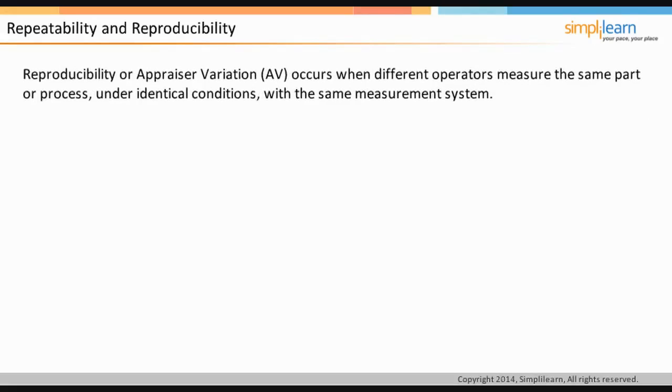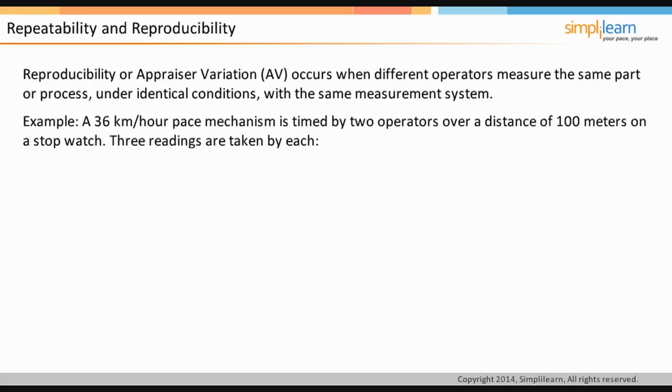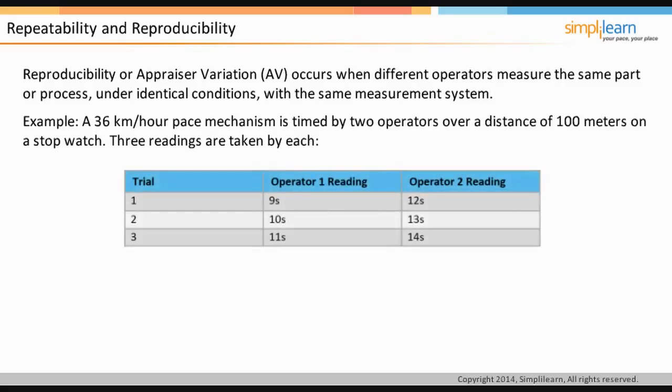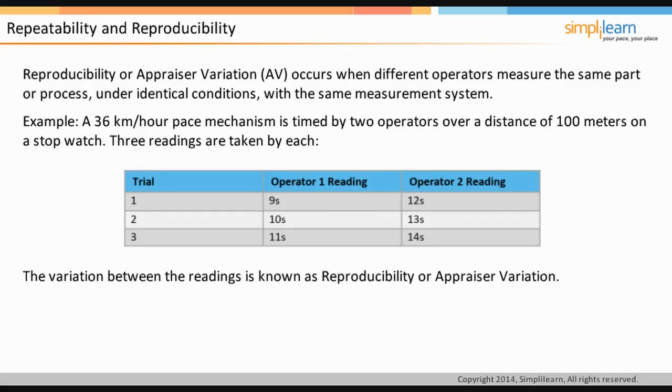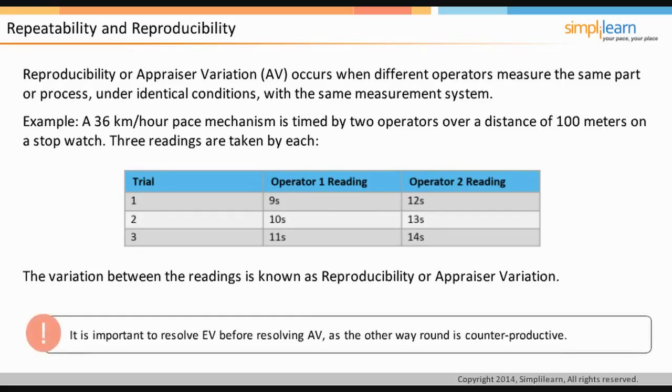Reproducibility is also called appraiser variation, or AV. It occurs when different technicians or operators measure the same part or process under identical conditions using the same measurement system. Let us extend the example for repeatability to include data measured by 2 operators. The readings are displayed on the slide. The difference in the readings of both operators is called reproducibility, or appraiser variation. It is important to resolve equipment variation before appraiser variation. If appraiser variation is resolved first, the results will still not be identical due to variation in the equipment itself.